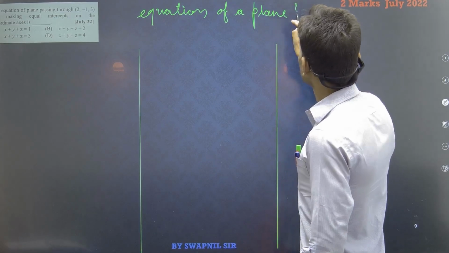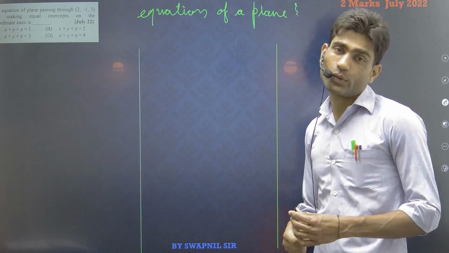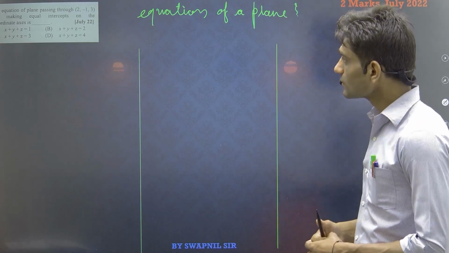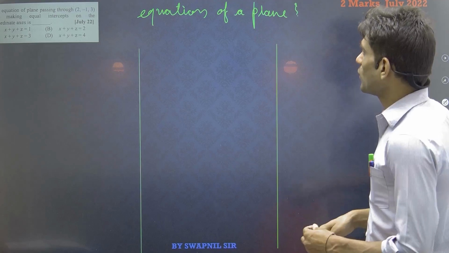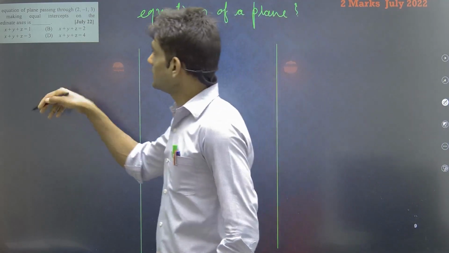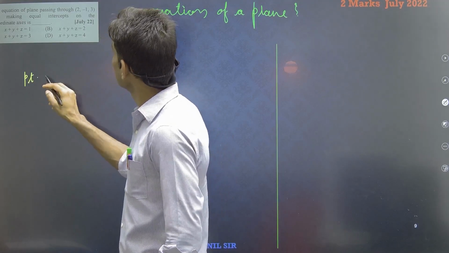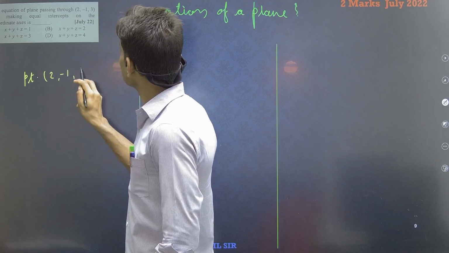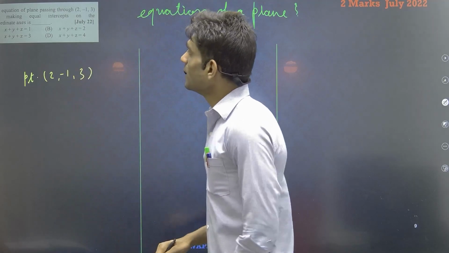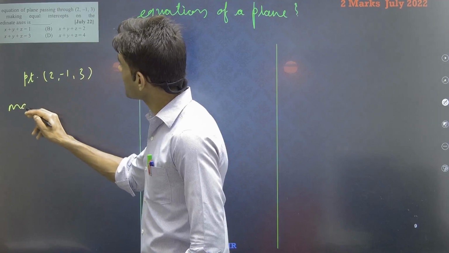We want the equation of a plane here. What we have to find is the equation of a plane passing through the point given, 2, -1, 3, and making equal intercepts on the coordinate axes.